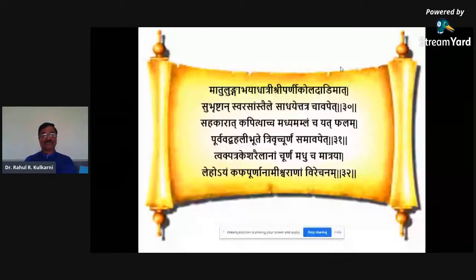Trivrut churnam samapavapet, add the trivrut churna in the proper proportion. Then later add tvakpatra keshara elanam. Again this is only for sugandha, where it is used in sukumara rogis. So this avaleha, if consumed as lehana with madhu, kapha purnanam ishwaranam virechanam. In sukumara people, where kapha has increased, if you use this, it will lead to sukha virechana.